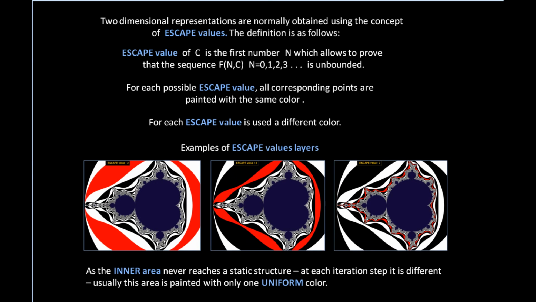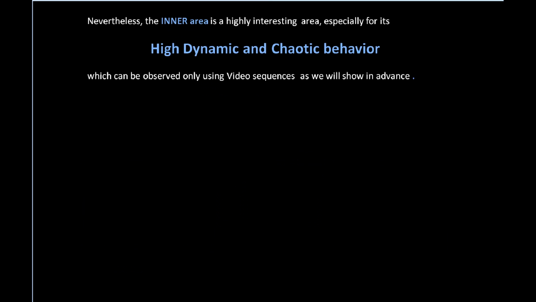As the inner area never reaches a static structure, at each iteration step it is different. Usually this area is painted with only one uniform color. Nevertheless, the inner area is a highly interesting area, especially for its high dynamic and chaotic behavior, which can be observed only using video sequences, as we will show in advance.